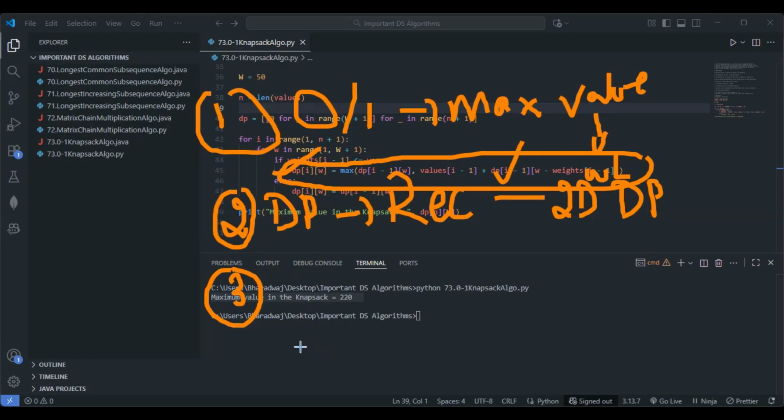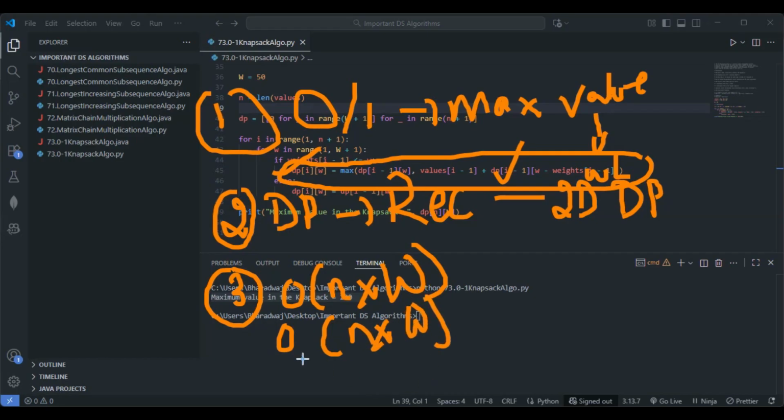Overall, let's come to the main part here. What will be the time complexity and the space complexity? The time complexity would be because of n into w, and the space complexity would also be because of n into w. These are some of the important points I wanted to discuss with you guys.